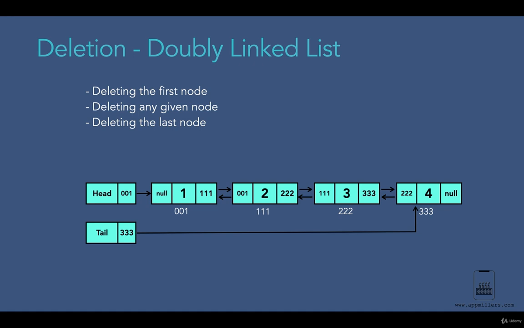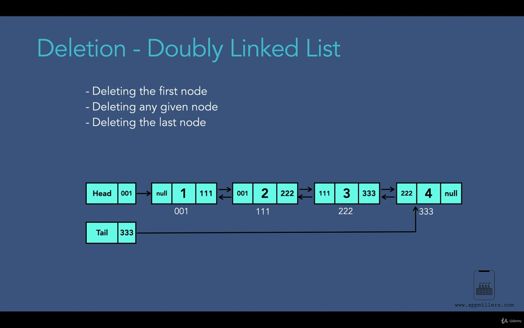Alright, in the last lecture we learned how to search for a node in a double linked list. Now in this lecture we will look at how to delete a node from a double linked list. The process of deleting a node from a double linked list is similar to a single linked list, but here we have small differences. So we are going to talk about these differences in this lecture.